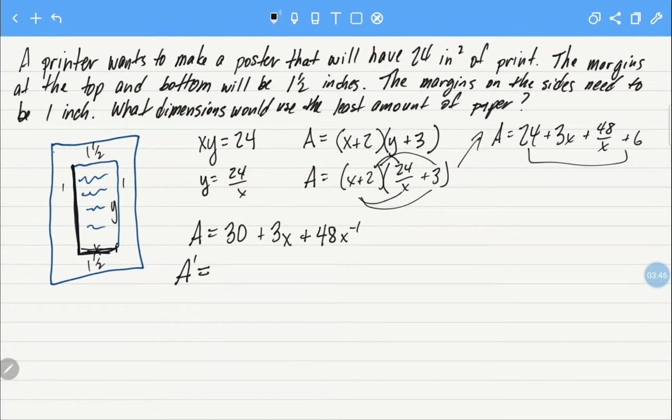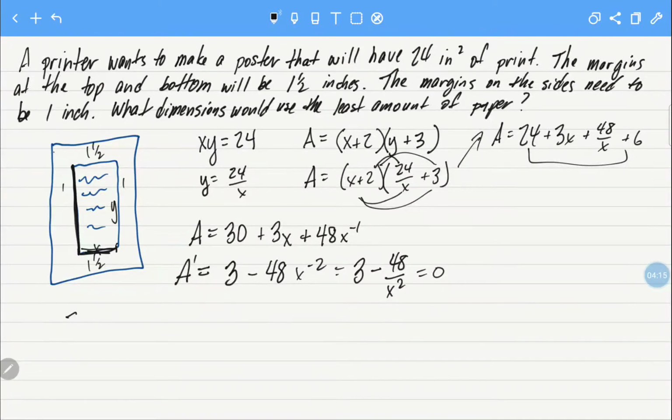Derivative of 30 is 0. The derivative of 3x is 3. And now the derivative of 48x to the negative first is negative 48, x to the negative second. Don't like that. Let's rewrite it. 48 over x squared. And our next step is to set my derivative equal to 0 to get a critical number. So I set this equal to 0.